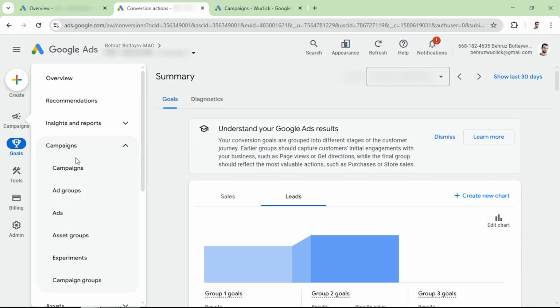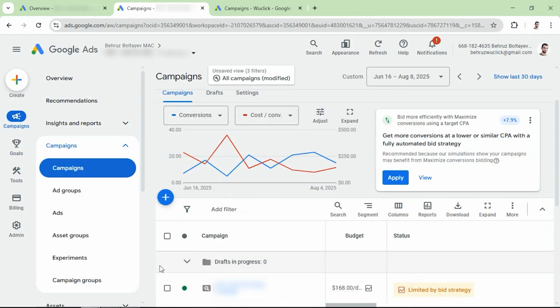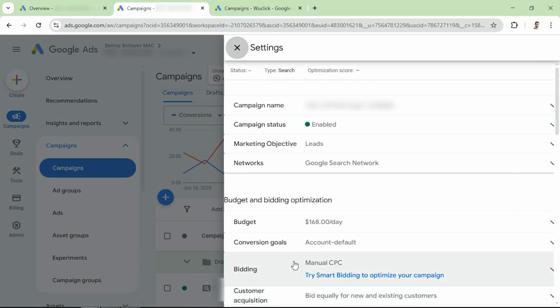I switched from maximize conversions to manual CPC. If you scroll down and click on the Settings section, as you can see, we're using manual CPC, and before it was using maximize conversions. With maximize conversions, the cost per click was getting really high. Sometimes it was more than $30, $40, or even more than $80 per click, which was really high.